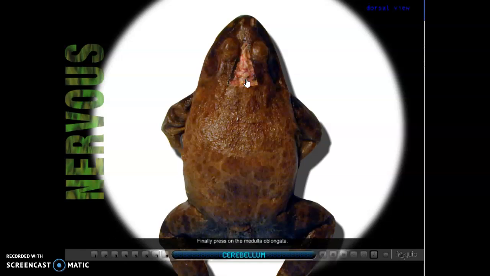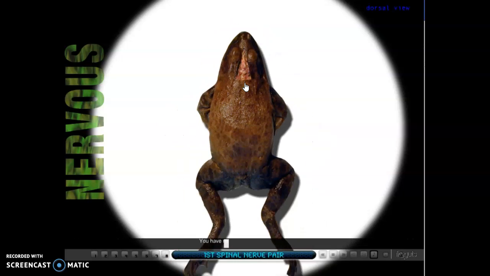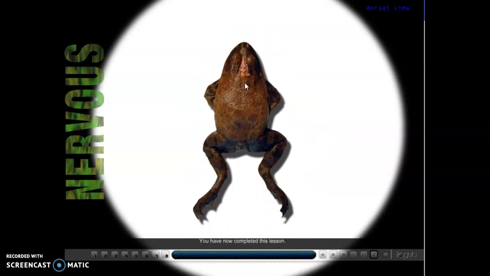Finally, press on the medulla oblongata. The medulla oblongata has regions within it that regulate the autonomic functions of digestion, breathing, and heart rate. At its lower end, it connects to the spinal cord. You have now completed this lesson.